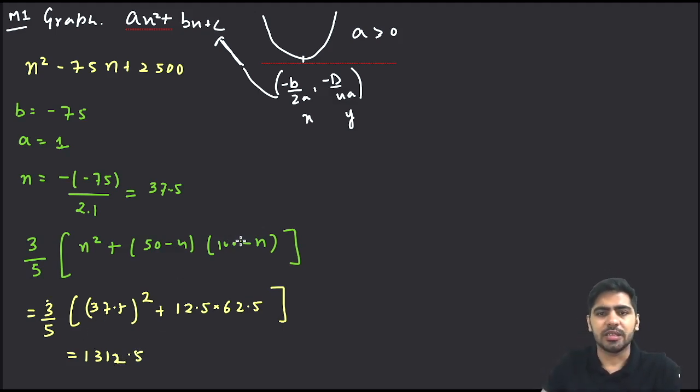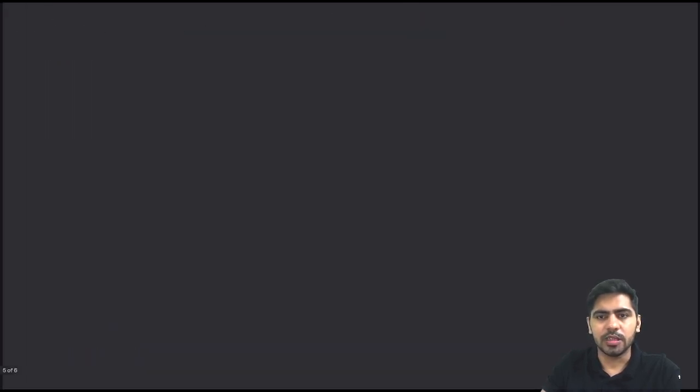Now, there are a couple of other ways to get the same value of n, right? So one of the methods is the graph method that we have already discussed right now. Let us move ahead to the second method, which is using differentiation. So method 2 is using differentiation.